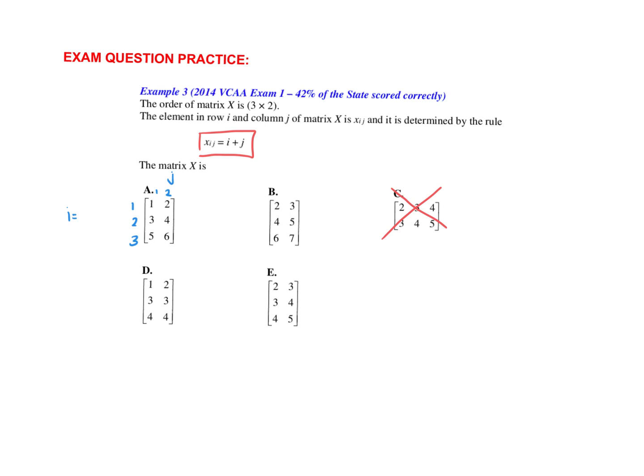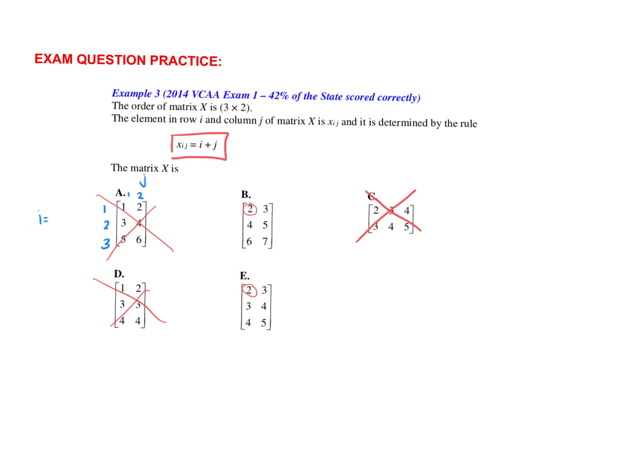Now, you know row 1 plus column 1 would have to be 2. So I'm going to get rid of this one and this one because it has to be a 2. And then have a look at what's different with these, and I can see that this number is different. So I'm going to test that one. So if you look at this element here, I equals 2 and J equals 2. So I plus J would equal 2 plus 2, which equals 4. So this is the answer.